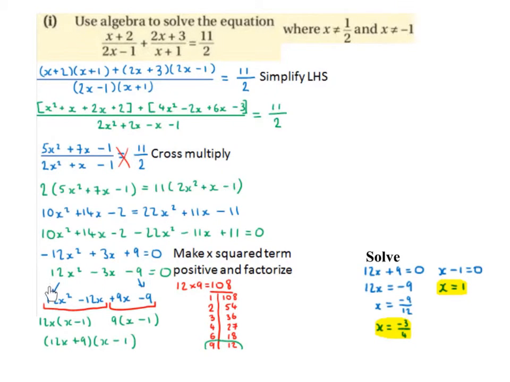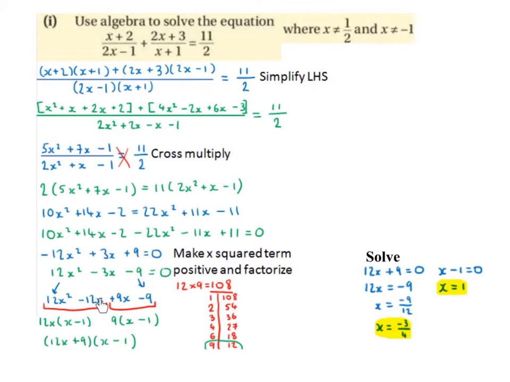So we're going to bring down the 12x squared and the minus 9. We're going to say 12 by 9 is 108, and get the factors of 108. This is a minus, which tells us that these two signs will be different. And we need to choose one of the factor pairs of 108 that will end up giving us minus 3. So we're going to go with 9 and 12. So minus 12x plus 9x will give us minus 3x.